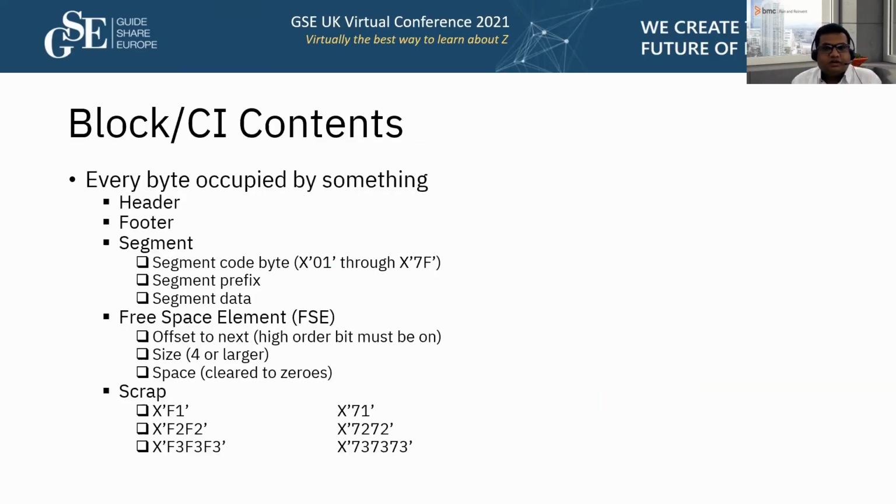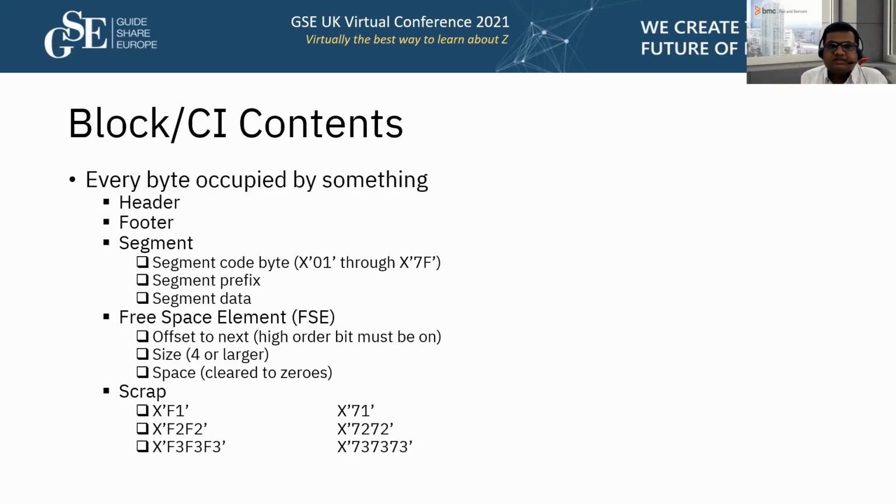Okay, so we were talking about these CIs, these different sections, and that these different sections will have this many CIs. So what exactly is there in these CIs or blocks? We use the terms block and CI alternatively. So what exactly does this contain? It basically consists of these five things: a header, a footer, or what we call a trailer, a segment, a free space element, and a scrap.